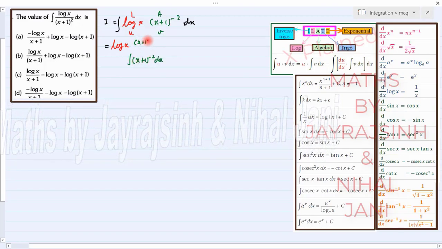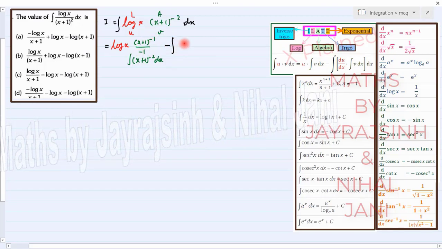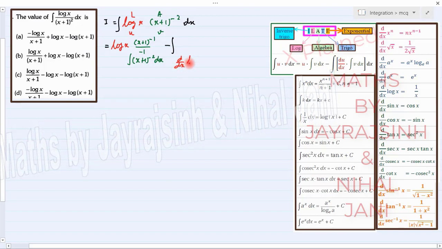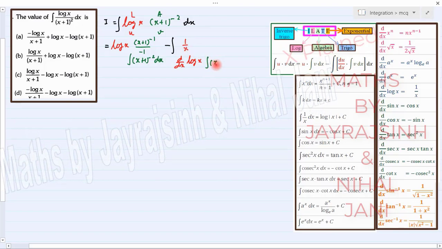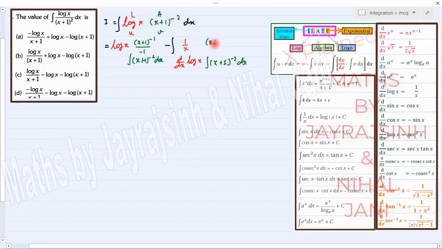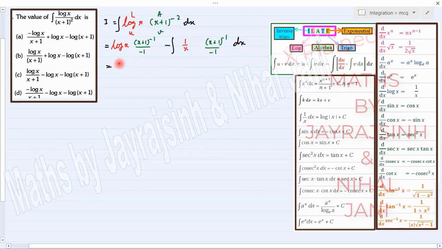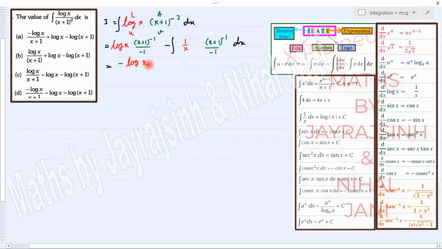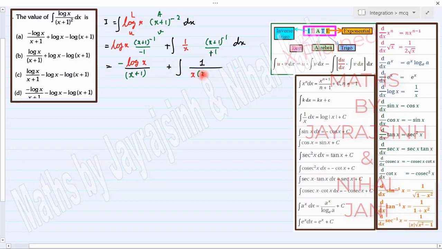which will be (x plus 1) raised to minus 1 upon minus 1, minus the integration of the differentiation of your u, which will be 1 by x, and the integration of v, which will be (x plus 1) raised to minus 1 upon minus 1. So we will get minus log x upon x plus 1. Then this minus minus becomes plus, and we will have 1 upon x into (x plus 1).